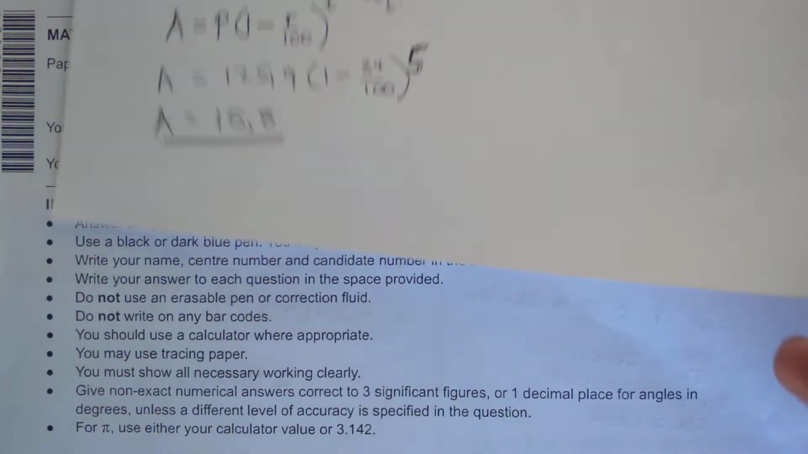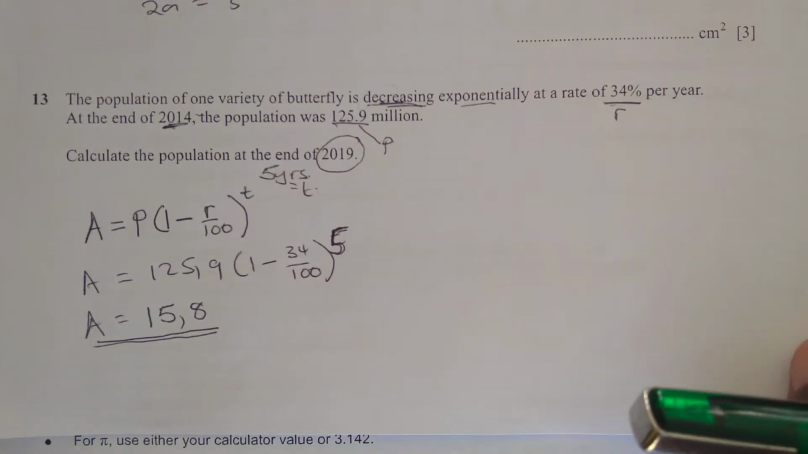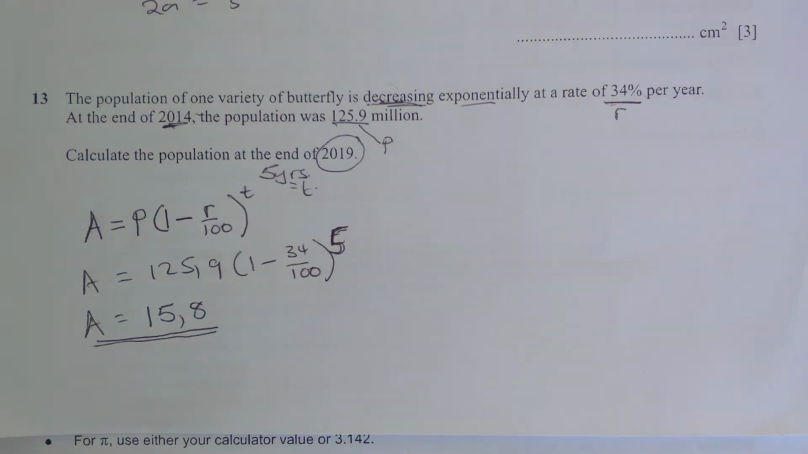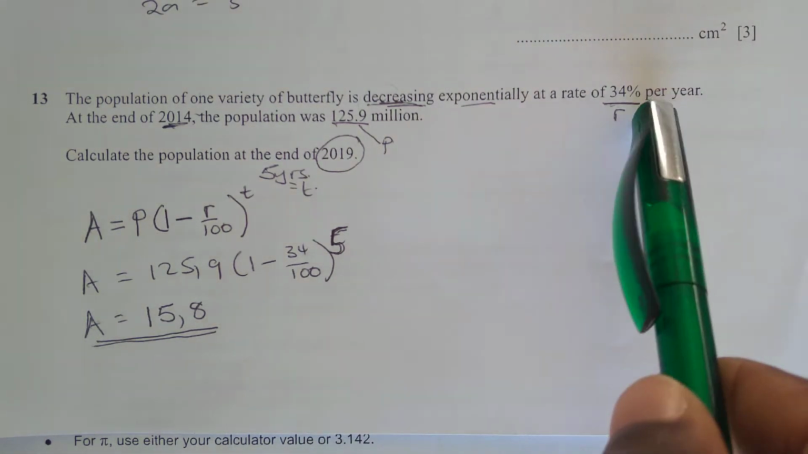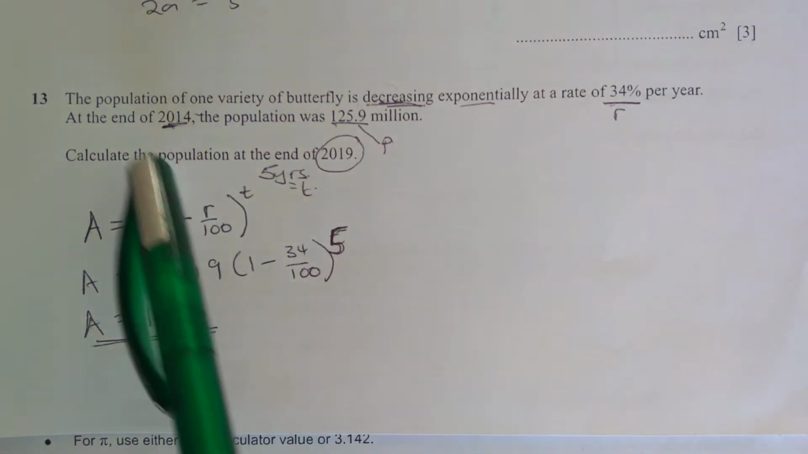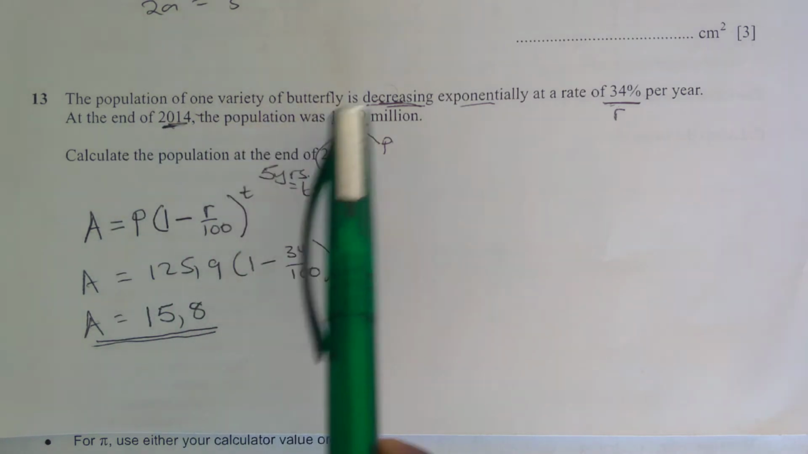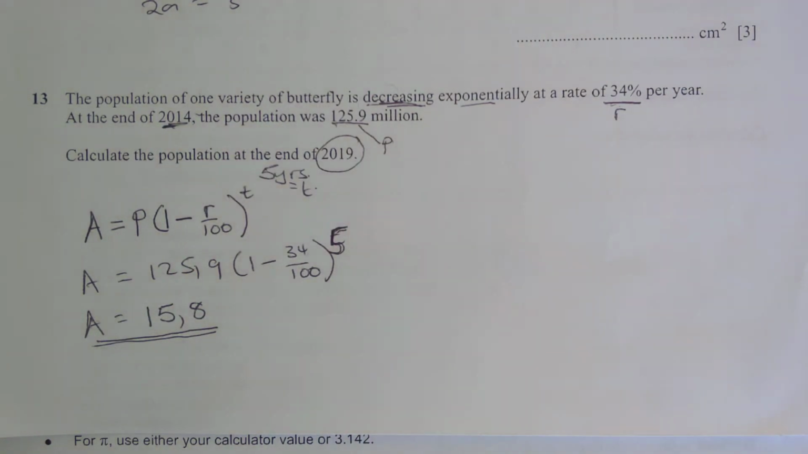Number 13, the population of one variety of butterfly is decreasing exponentially. So when a population is decreasing exponentially, it is going down instead of increasing. So the rate is 34% per annum. At the end of 2014, the population was 125.9 million. Calculate the population at the end of 2019.